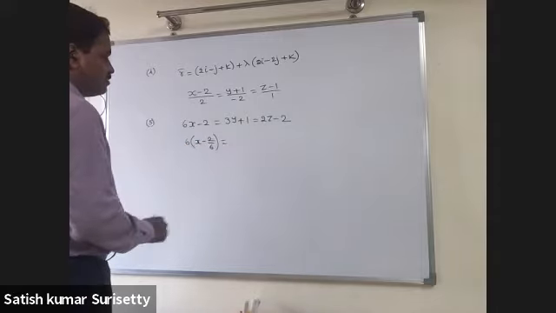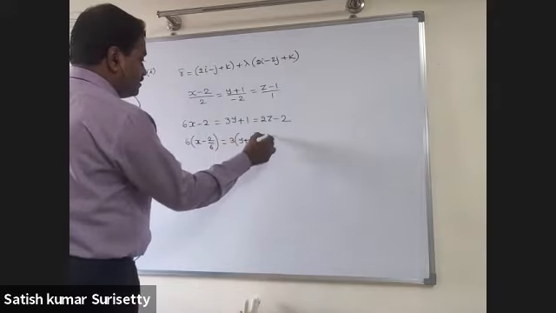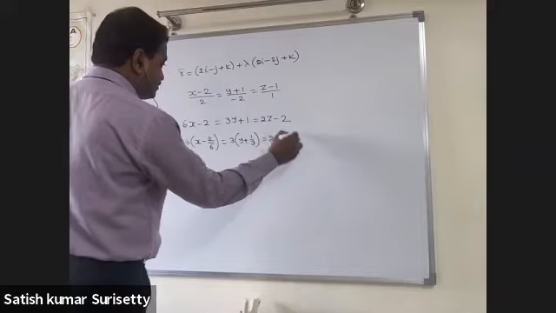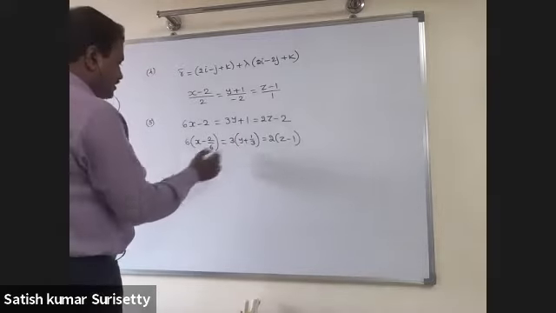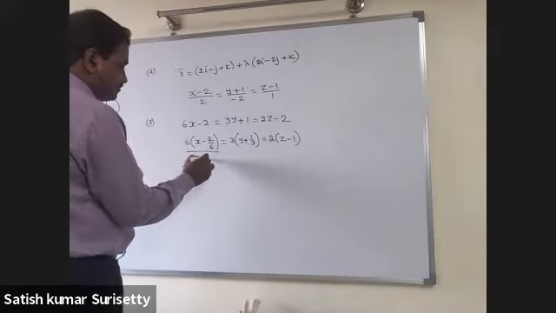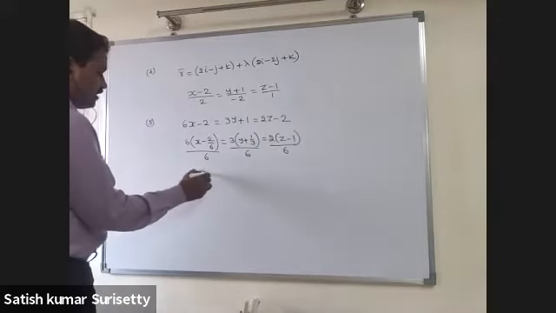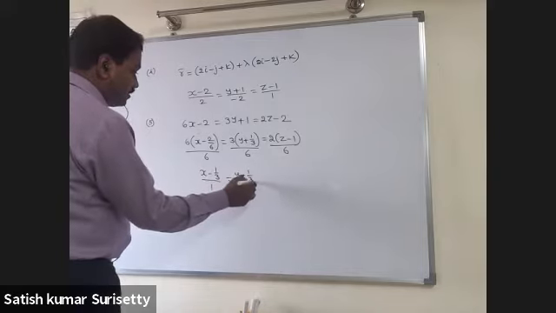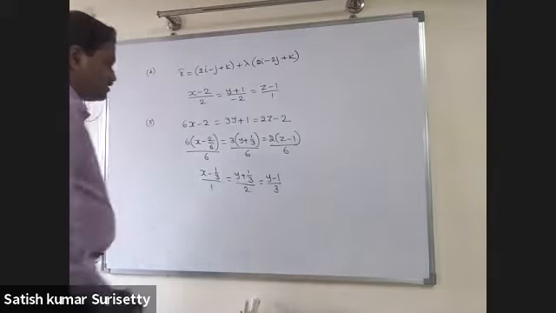So 6 into (x minus 2 by 6), 3 into (y plus 1 by 3), 2 into (z minus 1). So divide with 6. So (x minus 1 by 3) by 1, (y plus 1 by 3) by 2, (z minus 1) by 3.